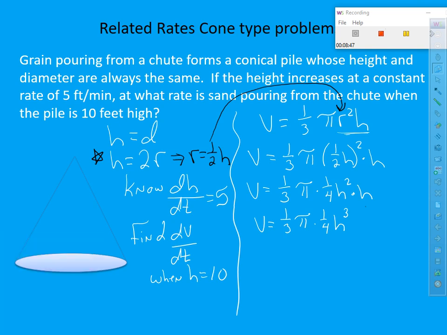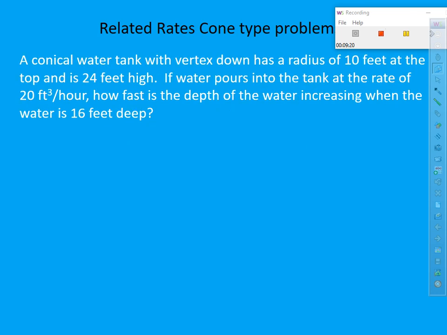We're going to find the derivative of this. Well, the 1/3, the pi, and the 1/4 are all constants. So I'm going to bring this 3 down. Well, look what happens with that 3 and that 1/3. They're going to cancel each other out. So when I find this derivative, I'm going to have dV/dt is equal to 3 times 1/3, which cancels each other out. I'm left with 1/4 pi H squared dH/dt.